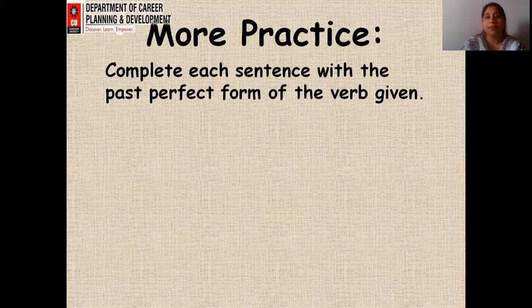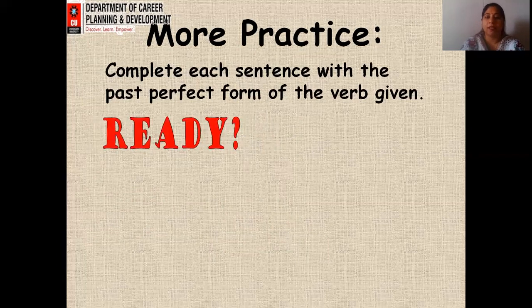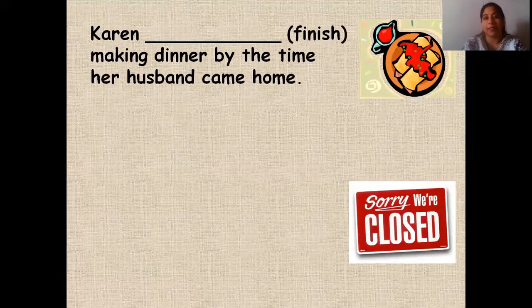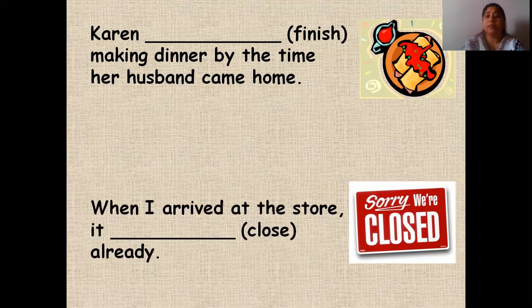For more practice, complete each sentence with the past perfect form of the verb given. So let's start the practice in this session. This is the first sentence: Karen, in the brackets we have finish, making dinner by the time her husband came home. This is one of the examples. The second example is: when I arrived at the store, it dash already.